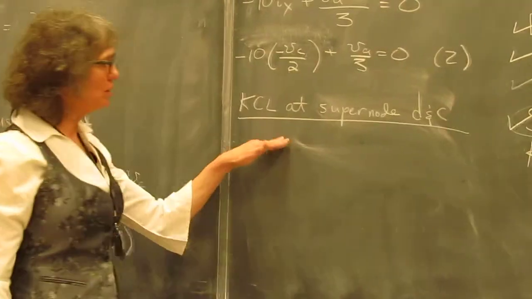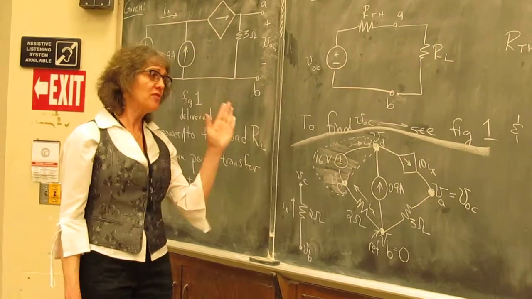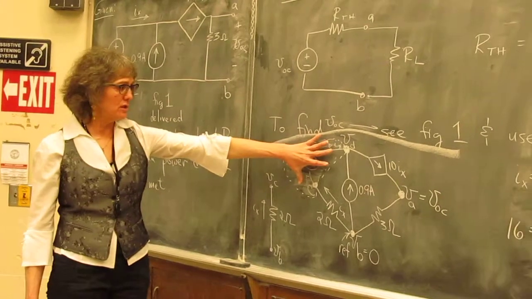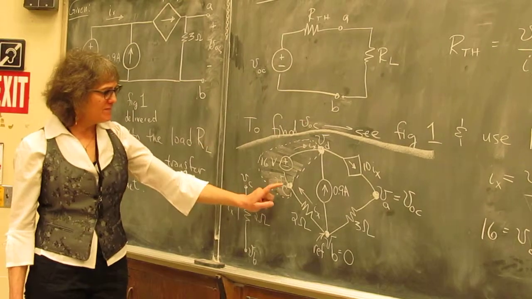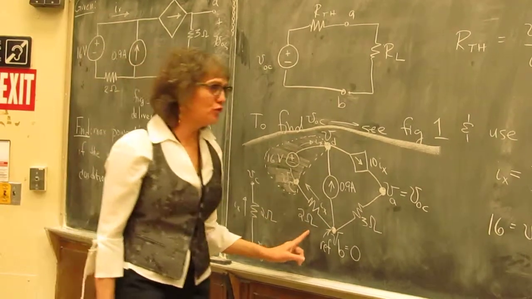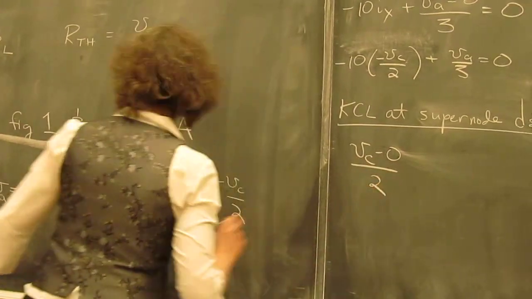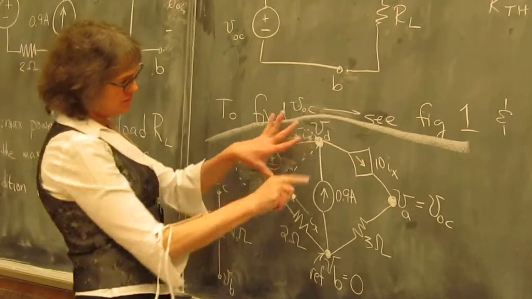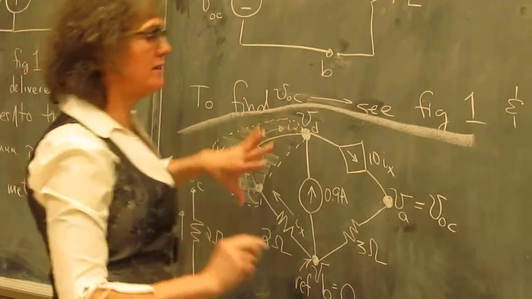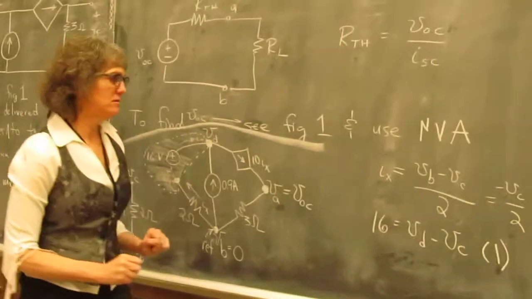and now I'm about to write a 3rd equation, which is Kirchhoff's current law at the other non-reference node, which is the supernode here. So what do I have? I've got VC minus 0 over 2, right? Because that's the current leaving here. Okay, so this is a big black dot, right? Minus 0.9 plus 10Ix.